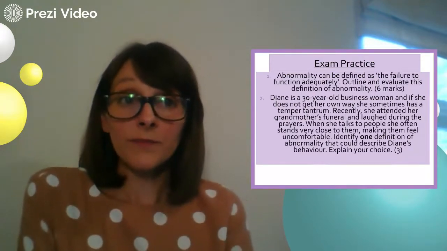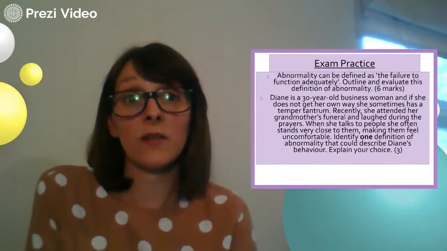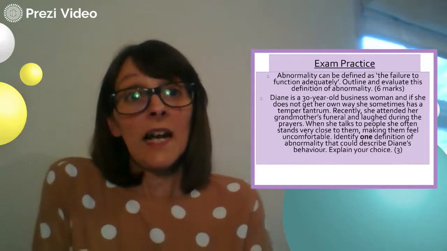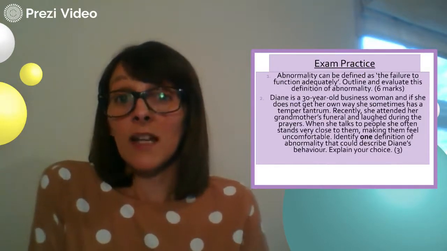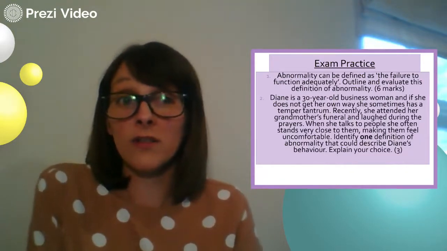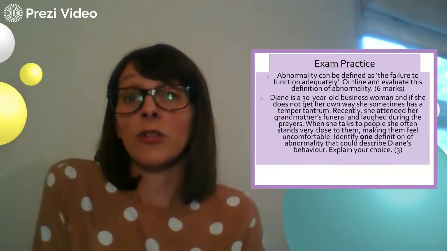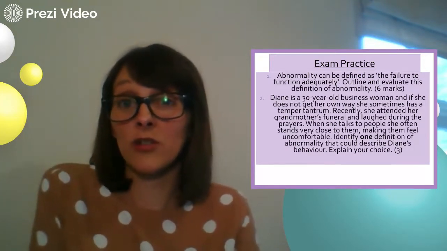The second question, we've got Diane. She's a 30-year-old businesswoman, and when she doesn't get her own way, she has a temper tantrum. She attended her grandmother's funeral and laughed during the prayers, and when she talks to people, she gets very close to them and makes them feel uncomfortable. So you just have to identify one definition and explain your choice.